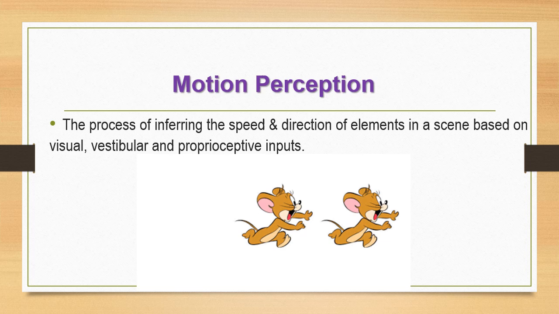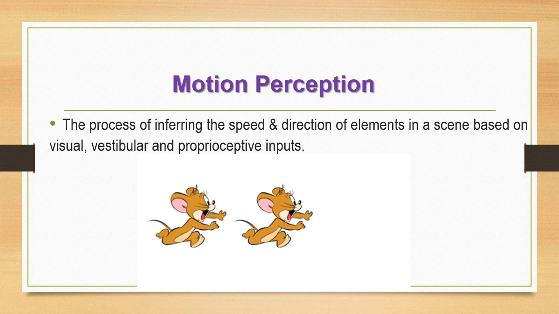Motion perception is how we see speed and direction based on our visual cues, based on our vestibular cues, and based on proprioceptive inputs.